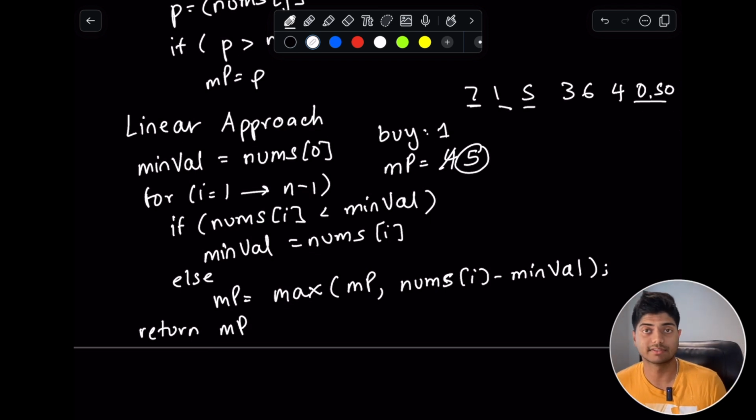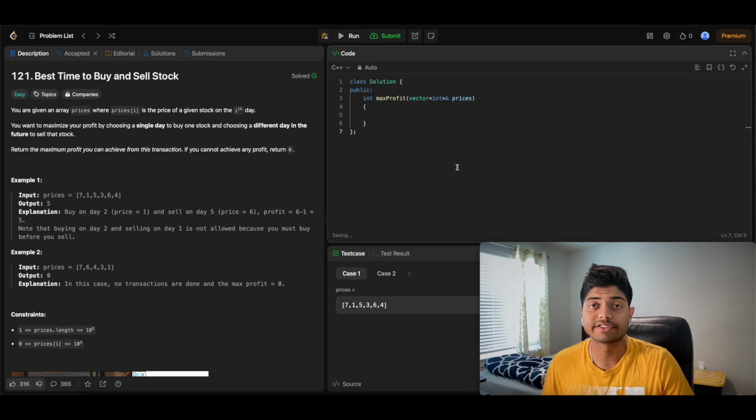So let's get into the code and let's see how it works. All right, so let's get into the code here. Remember, I'm doing this in C++, but you can do this in any language. The concepts will transfer over.